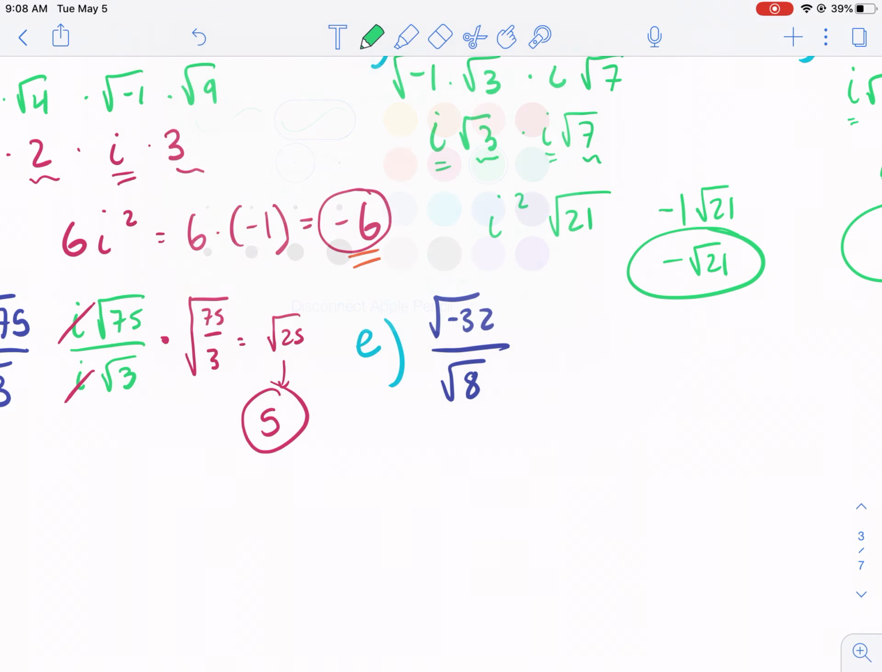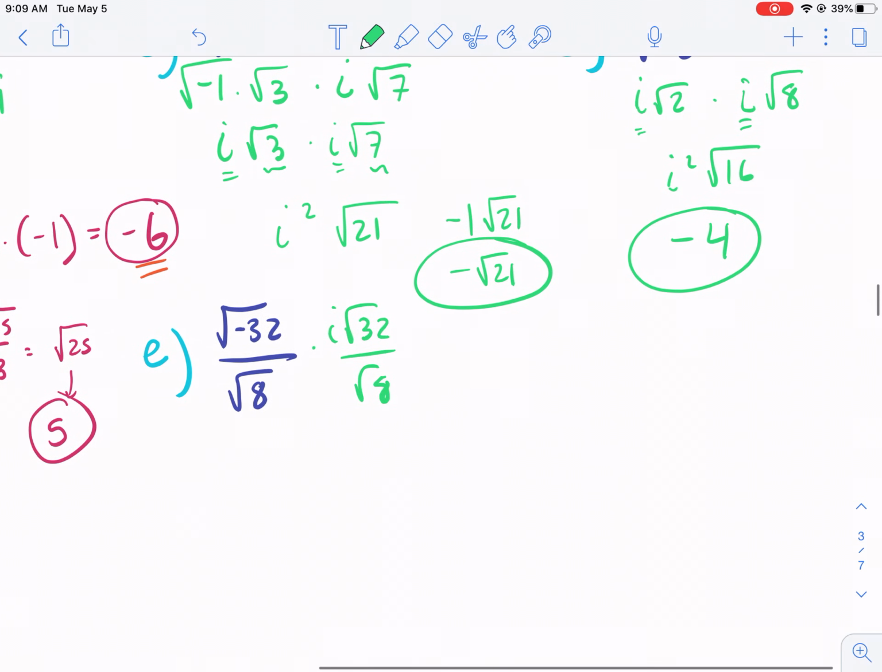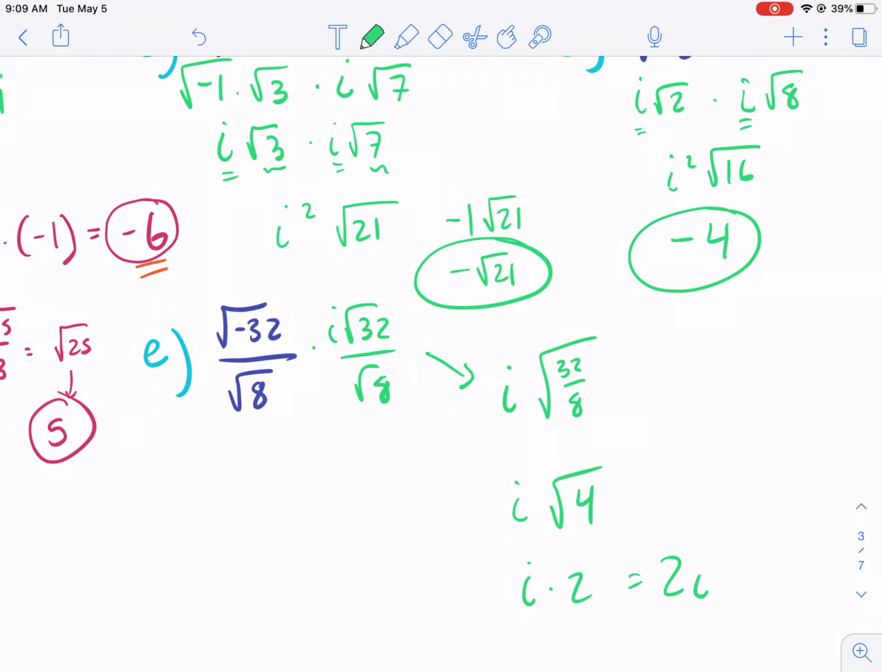We do a very similar process with letter E, but this time we first, again, take out the i. This time we can't cancel the i's. So we're going to go down here. I recognize that I can do 32 divided by 8. It gives me a perfect square. So i square root of 32 divided by 8. That's i radical 4. i times 2, 2i. And there's my answer.